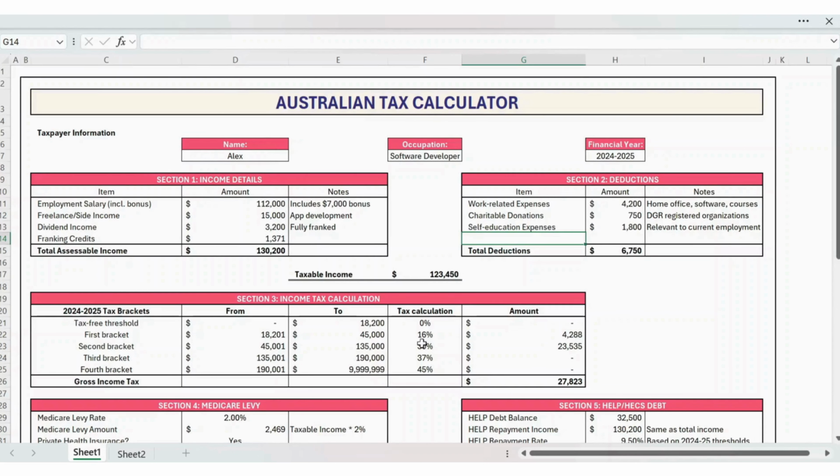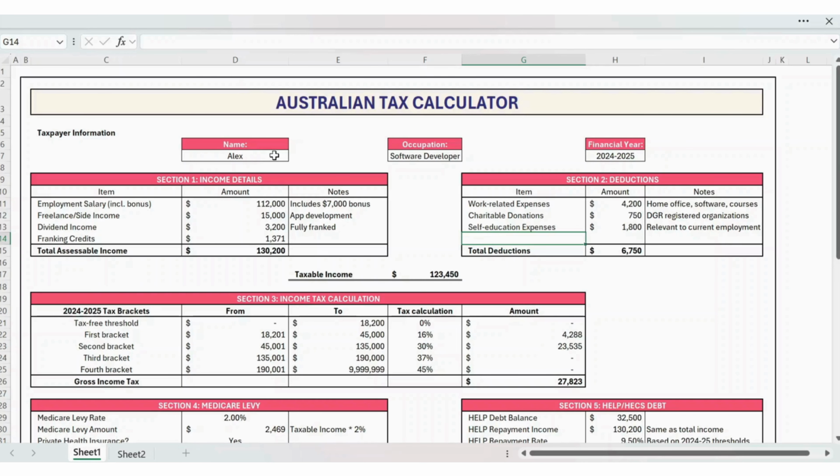Today we're diving deep into a comprehensive Australian income tax calculator built in Excel. We'll go tab by tab, cell by cell, to understand exactly how it works using a real-world example. Whether you're a student, a freelancer, or a full-time employee, this breakdown will help you understand your own tax situation.